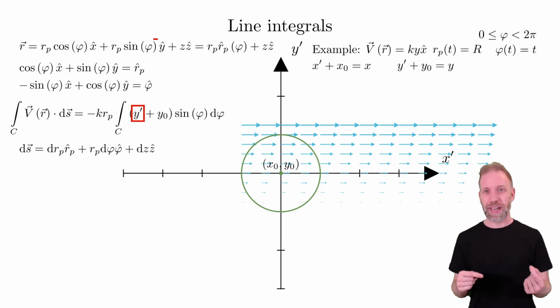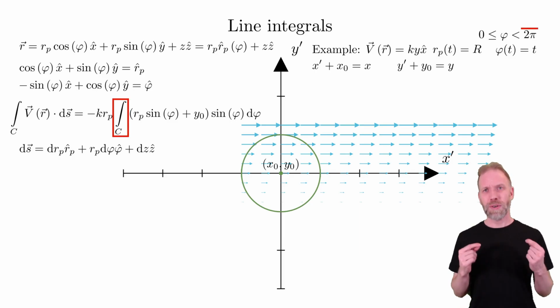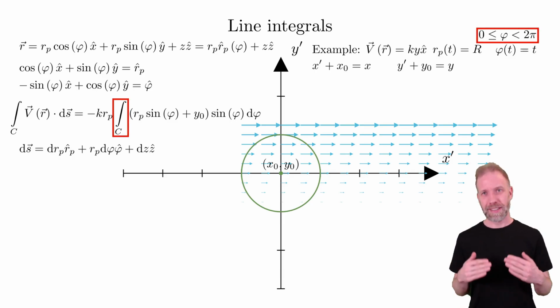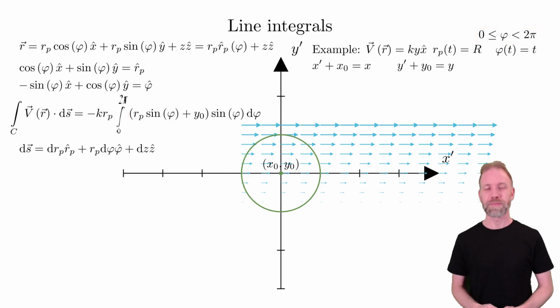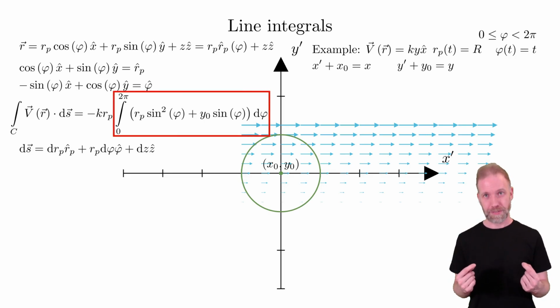Then we can rewrite the y prime in polar coordinates, which is r p sine phi. As we only integrate in the phi direction, we can insert these limits to the integral. Distribute sine phi. This expression will have the following primitive function.